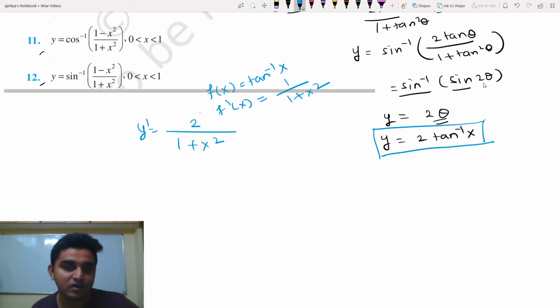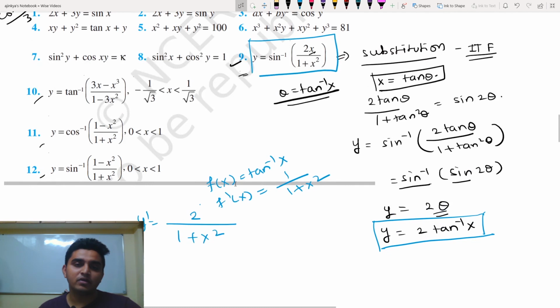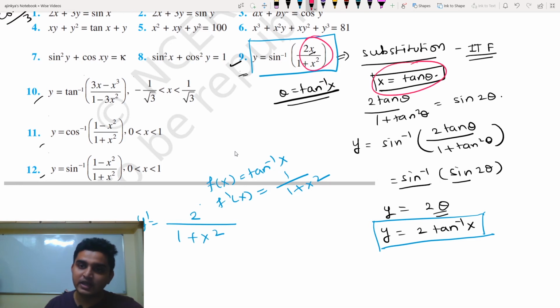Now watch carefully. Since we know the exact formula for multiple angles, we take x equals tan theta as a substitution, and then you know that 2 tan theta upon 1 plus tan square theta is going to be sin 2 theta. It has drawn us to a level where we can simplify the same question to such an easy term, which is 2 tan inverse of x.